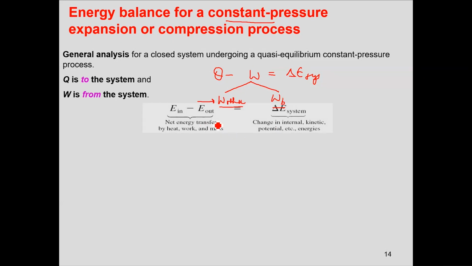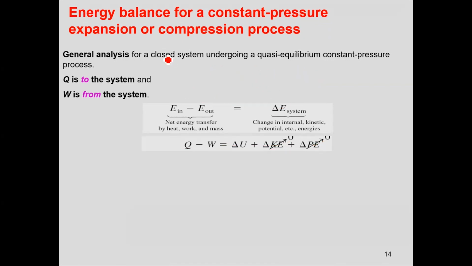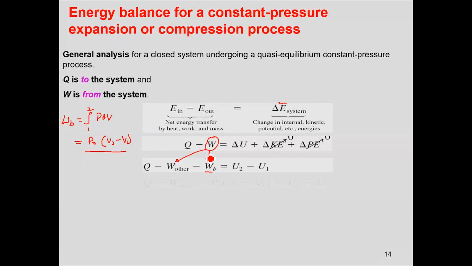So for a closed stationary system, your equation would essentially be Q minus W equal to delta U, since kinetic and potential energies are essentially zero. Clear enough so far? Yes, sir. All right. Now, I split W into WB and W other, which includes all work except boundary work. Boundary work is the integral from 1 to 2 of PdV, and for a constant pressure process this is equal to P naught times (V2 minus V1). So for a constant pressure process, I can represent boundary work as P naught (V2 minus V1).